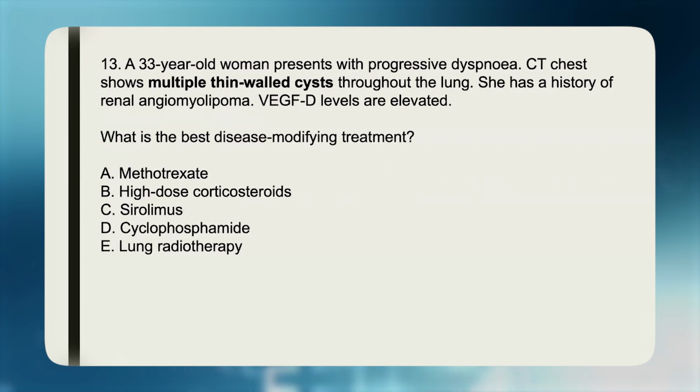A 33-year-old woman presents with progressive dyspnea. CT chest shows multiple thin-walled cysts throughout the lung. She has a history of renal angiomyolipoma. VEGF-D levels are elevated. What is the best disease-modifying treatment?